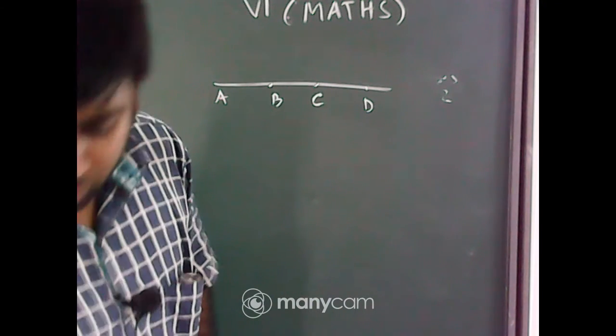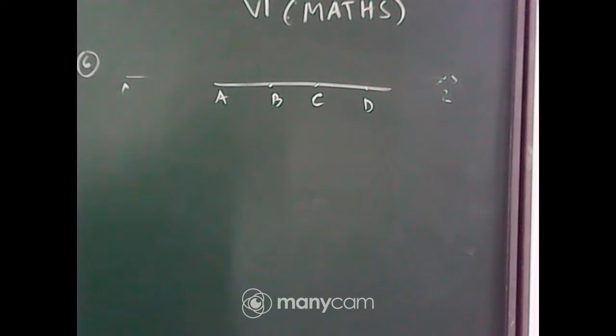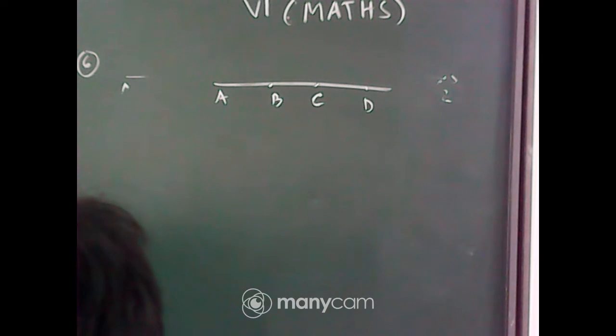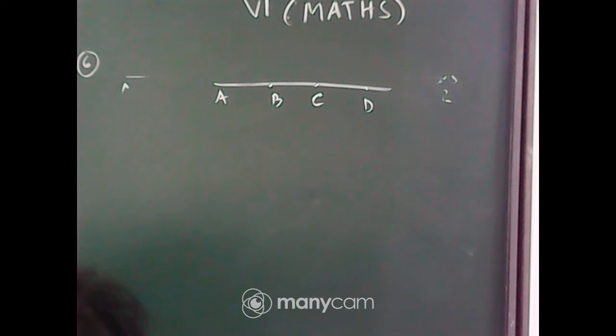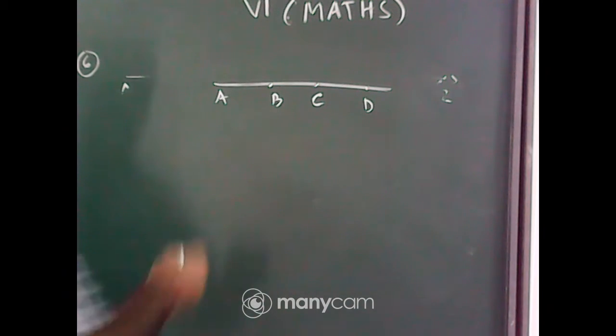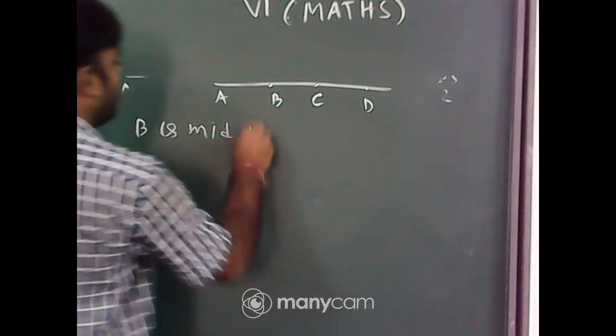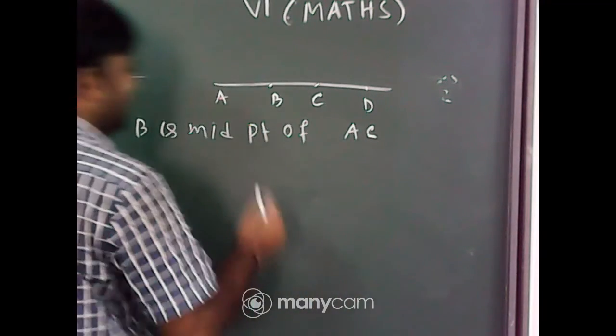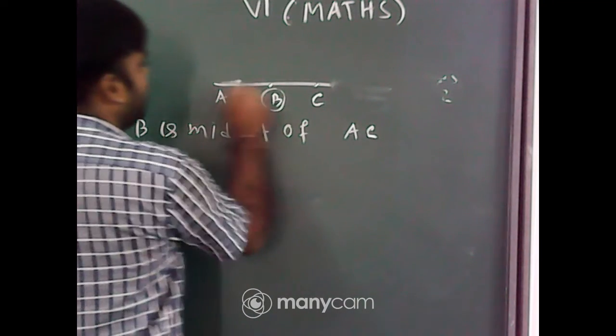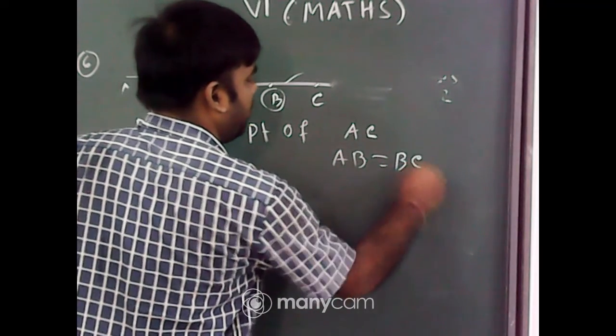Okay, wait 1 minute. Question number 6. If B is the midpoint of AC, it means you can say these two portions are equal, so AB equal to BC. Okay, that you have.